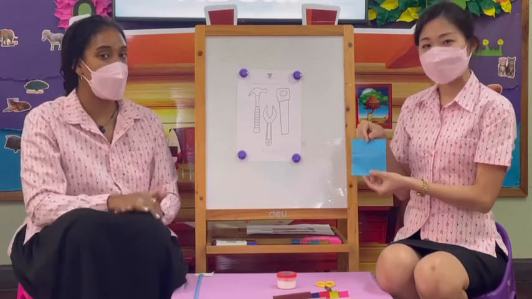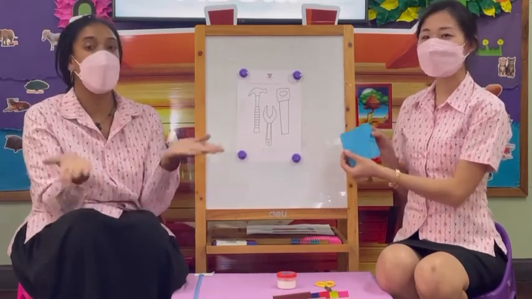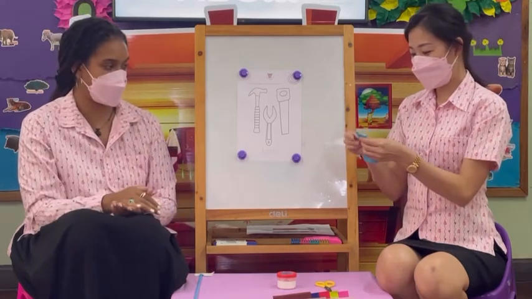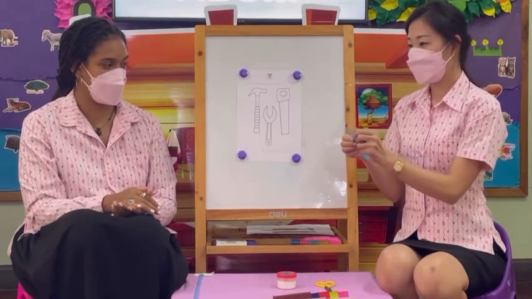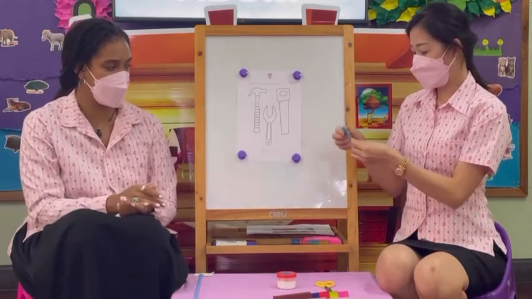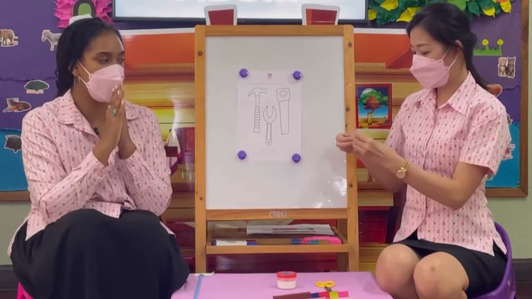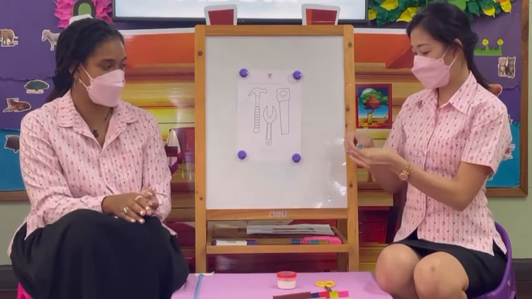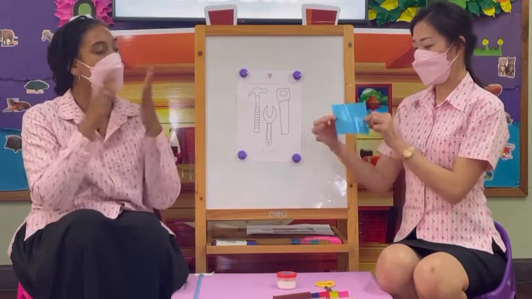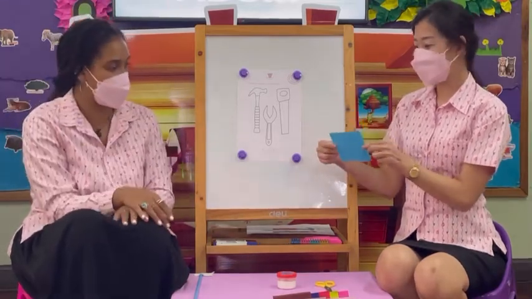So the first step to making our small squares is we're going to fold. And we're going to fold again. We're going to fold again. Okay, and then when we open, as you can see, we have lots and lots of lines down our paper.